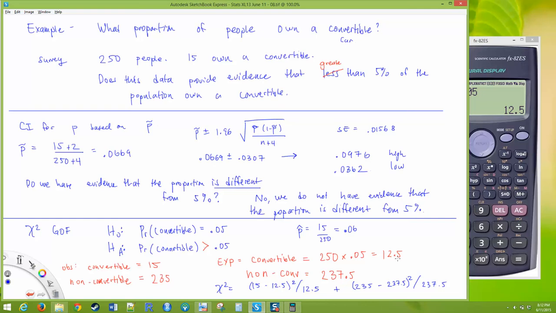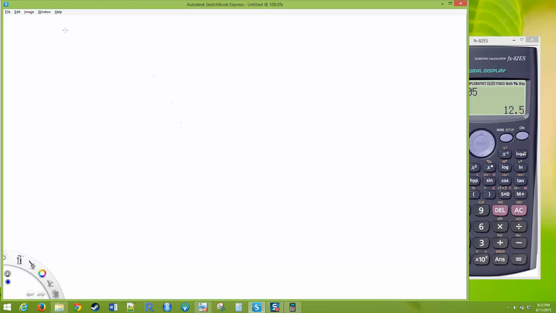Everyone got that? Okay, and then we have chi-squared test for independence. And so here, your null hypothesis is that, you know, categorical variable 1 is independent of categorical variable 2. Okay, so that is, you know, written as text.